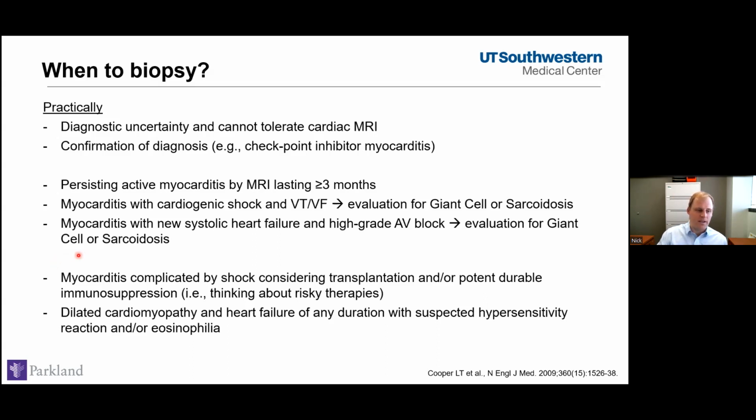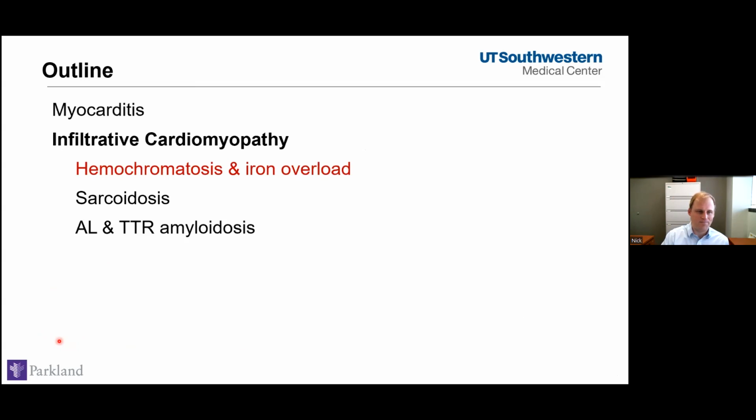And then lastly, anytime you have a suspicion for kind of unusual myocarditis opportunities, again, eosinophilic or medicine related, it's very reasonable to biopsy those patients. Or when you're thinking about risky therapies such as immunosuppression or transplant, again, reasonable to look, although sometimes that may or may not change management.